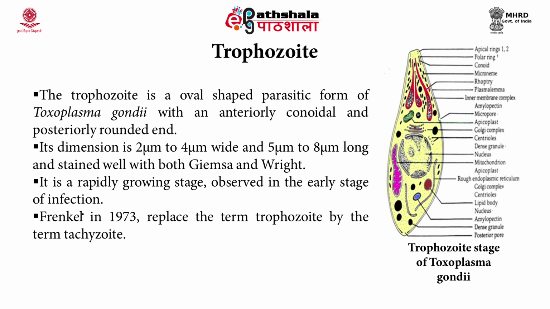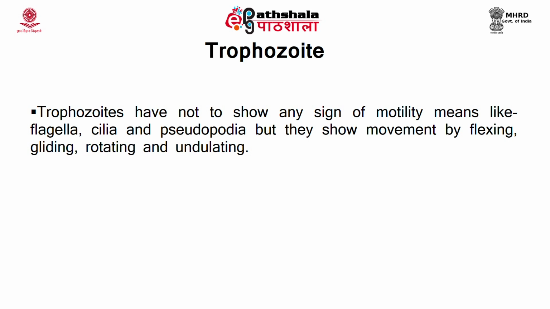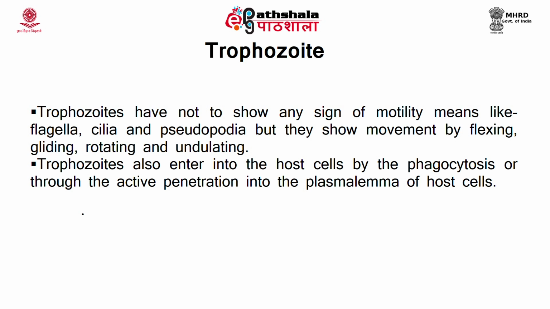Frenkel in 1973 replaced the term Trophozoite with the term Tachyzoite. Trophozoites do not show any sign of motility organs like flagella, cilia, or pseudopodia, but they show movement by flexing, gliding, rotating and undulating. Trophozoites also enter into the host cells by phagocytosis or through active penetration into the plasma lemma of the host cell.